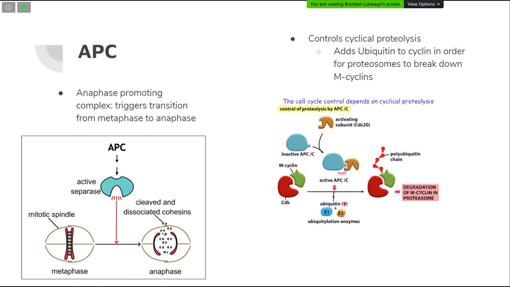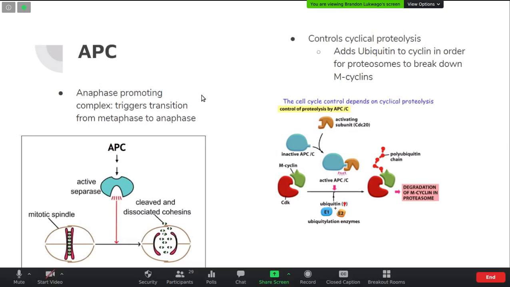And so when APC is activated, it activates the separase, and then the separase cleaves the cohesin from the chromatids, which allows the chromatids to split and go to the opposite poles, which triggers anaphase.